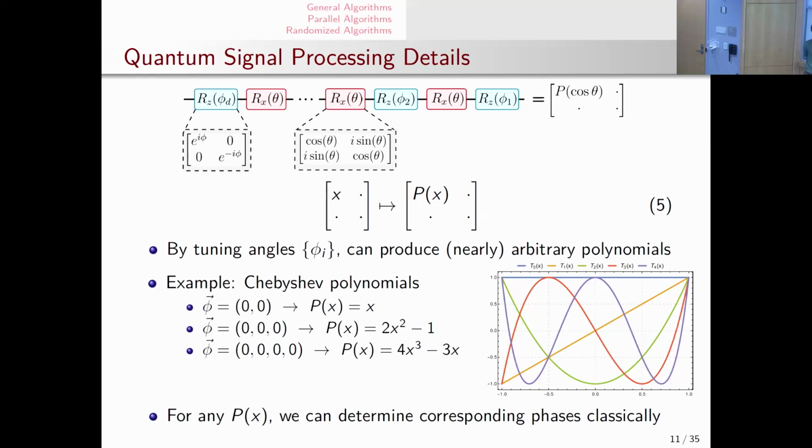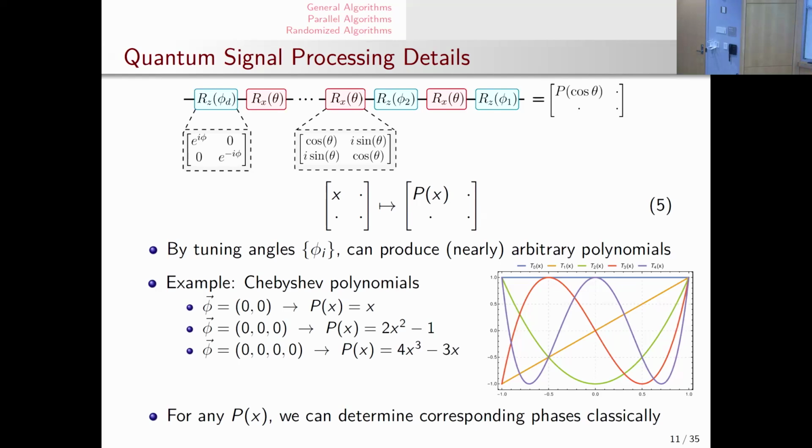So that P, if I were being a real rotational pedant, would be P of phi, with all the phis in there. So it depends on all of these angles. Even if you change just the first one, it'll change the polynomial.